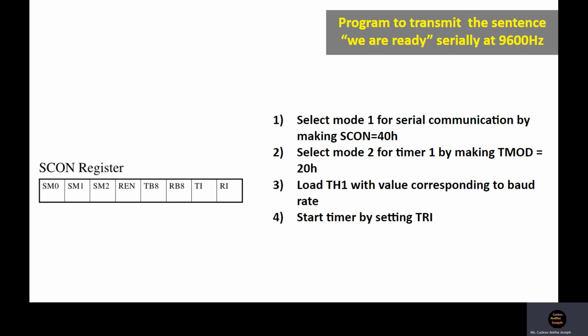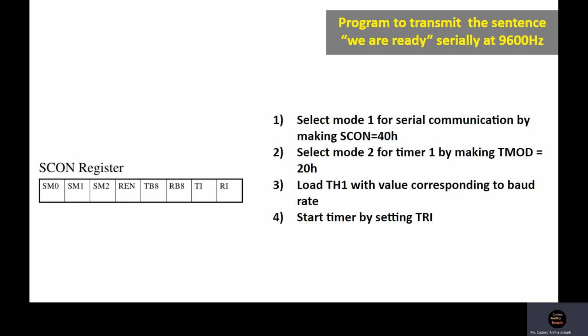The first step in the program is to select mode 1 for serial communication by making SCON equal to 40H. Now let's see how we got that value 40H. Let's look at the SCON register. For mode 1, SM0, SM1 should be equal to 0, 1. SM2 is not used, it is equal to 0. Reception need not be enabled, REN equal to 0.